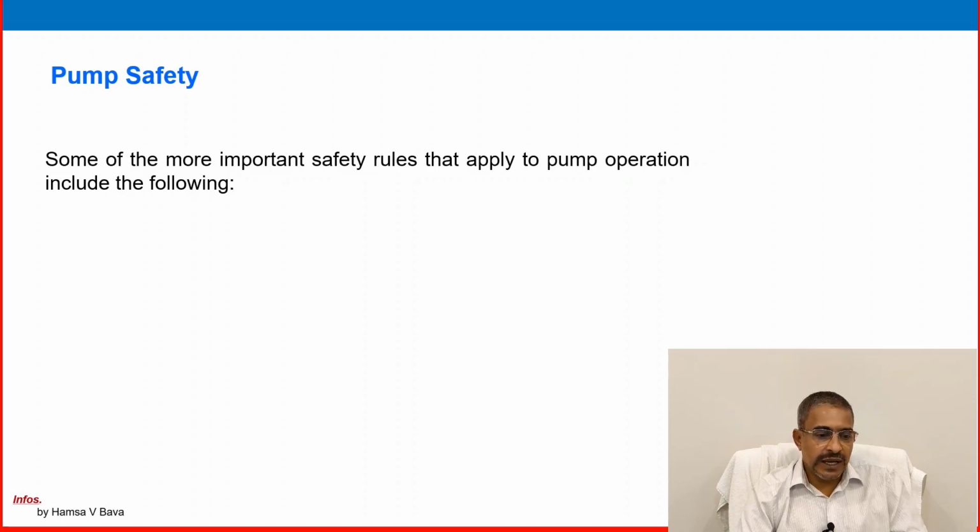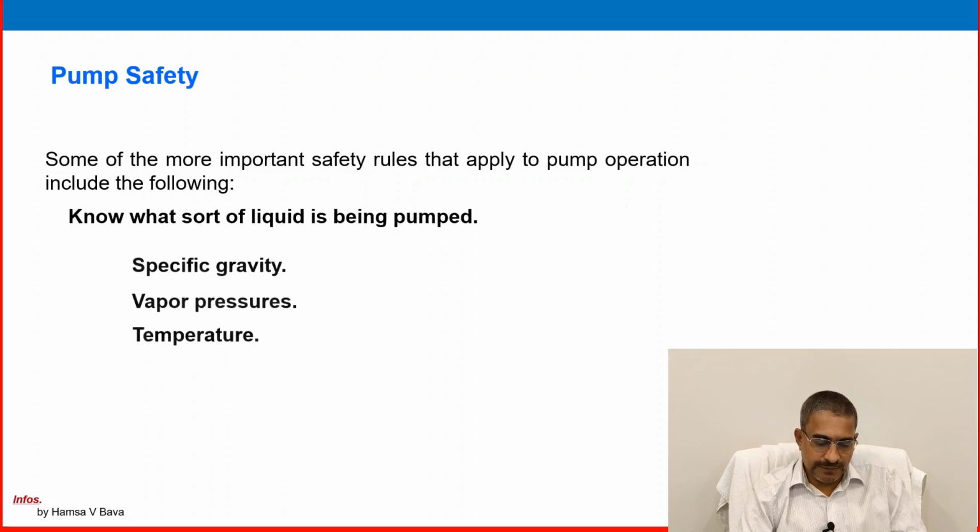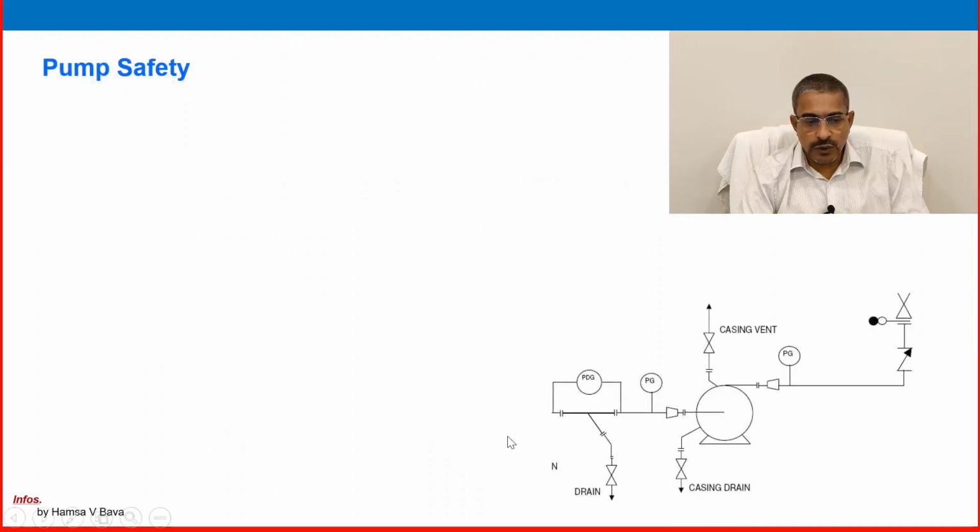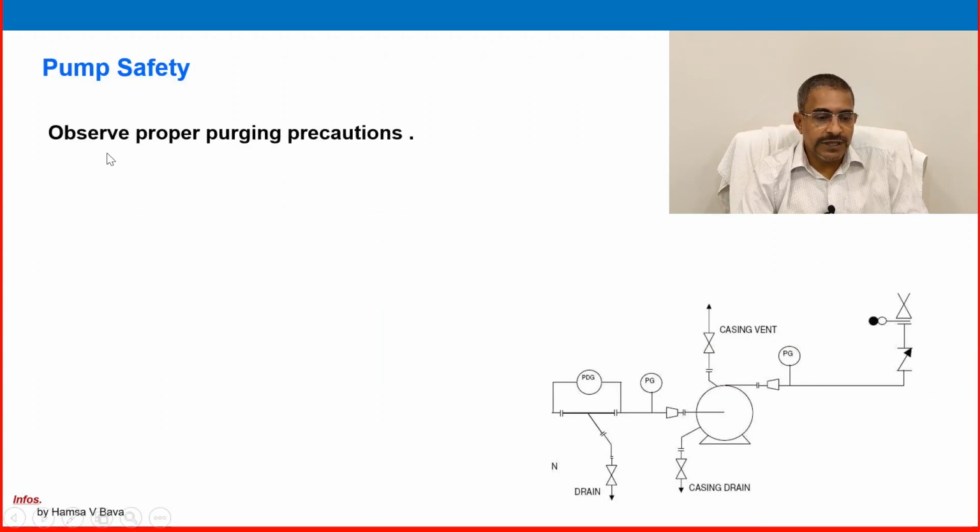Some of the more important safety rules that apply to pump operation include the following: know what sort of liquid is being pumped, very important. That means the specific gravity of the liquid, the vapor pressure of the liquid, and the temperature of the liquid. So pump safety is very important. Look at that one. Observe proper purging precautions.